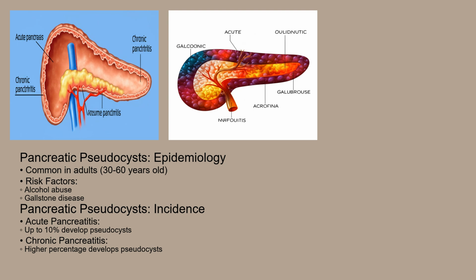In terms of who gets these pseudocysts, they are most common in adults between the ages of 30 and 60. Individuals with a history of alcohol abuse or gallstone disease, both major causes of pancreatitis, are at a higher risk. While precise numbers vary, studies estimate that pancreatic pseudocysts develop in up to 10% of patients with acute pancreatitis, and a higher percentage in those with chronic pancreatitis.